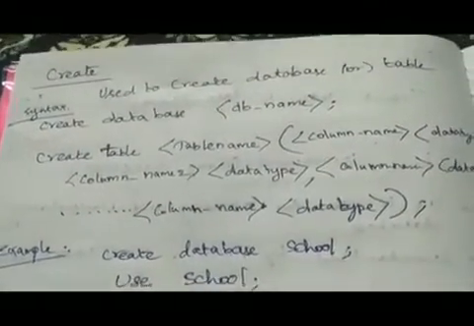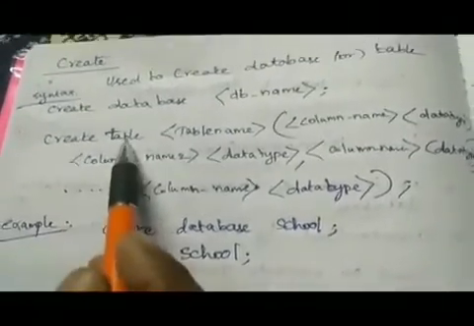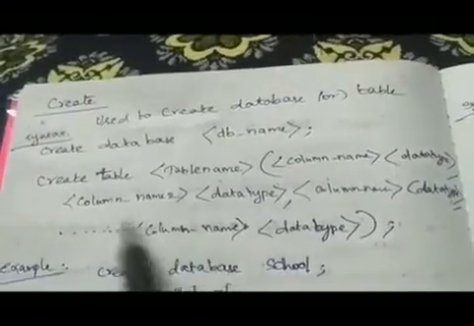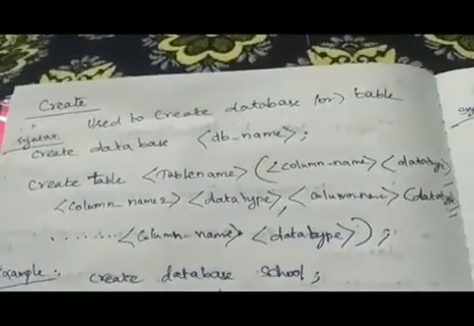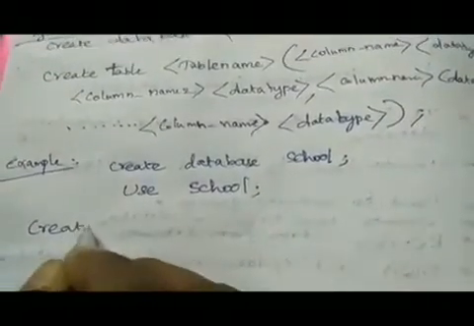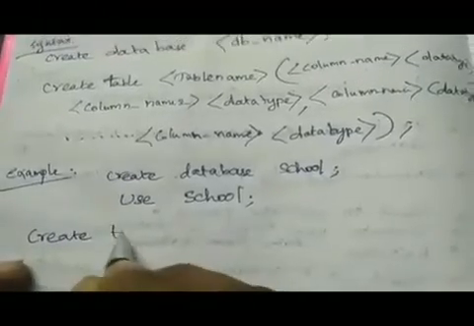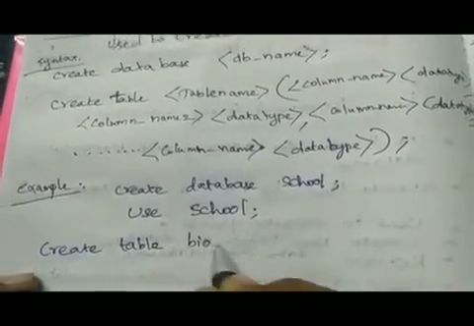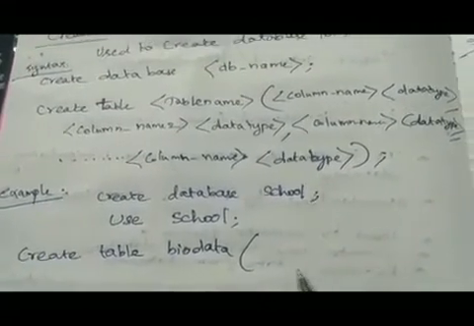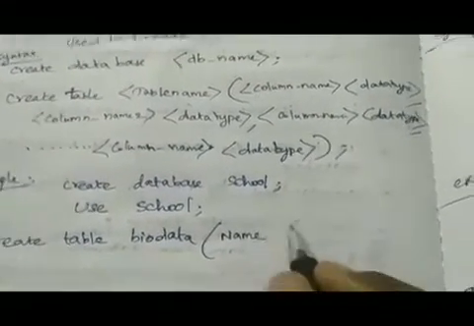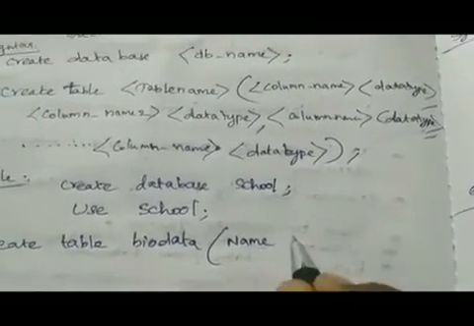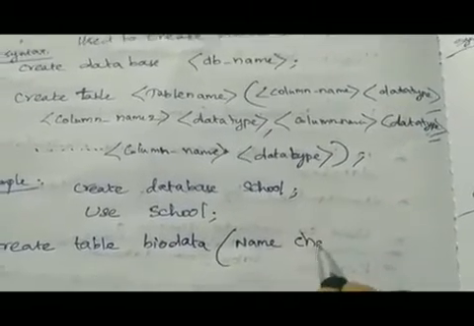And how to create the table? Yesterday we saw the syntax: create table, table name, and then the columns with their data types and sizes. Here I am going to write one example of how to create a table. Yesterday we created biodata. Create table biodata. For the biodata table, how many columns have to appear? Say the first is name. For name we can enter either characters or numbers, both are possible, so we can specify it as varchar or character.